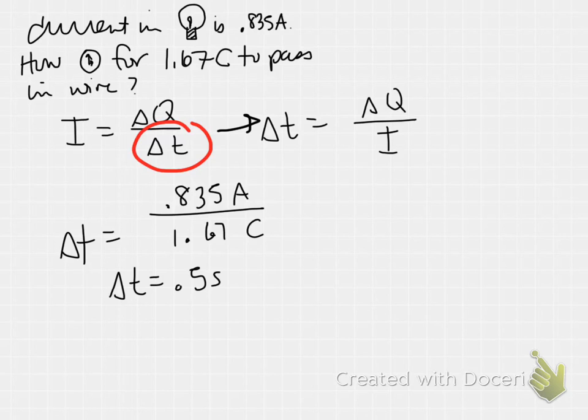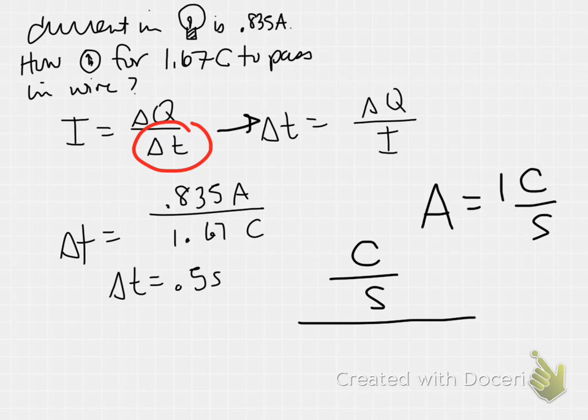Okay, so we get a raw answer of 0.5 seconds, but let's check this dimensionally. And 1 amp equals 1 coulomb per second. So we have a coulomb per second divided by a coulomb over 1. Oh yeah, we're getting the inverse, aren't we? What did I do? I flipped my thing.